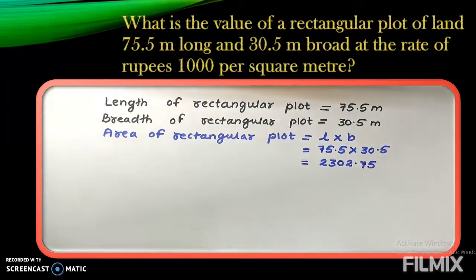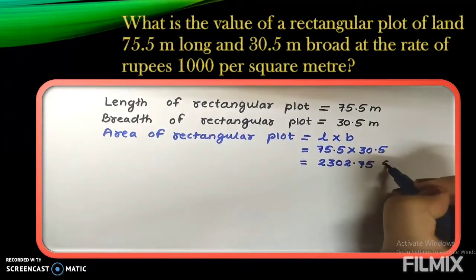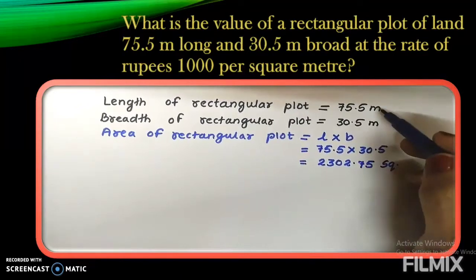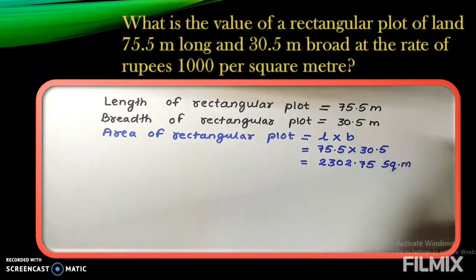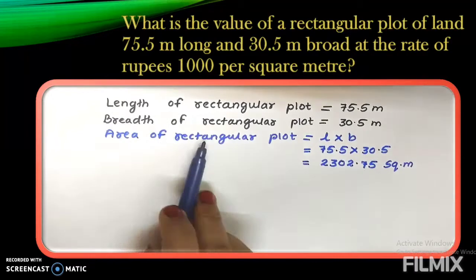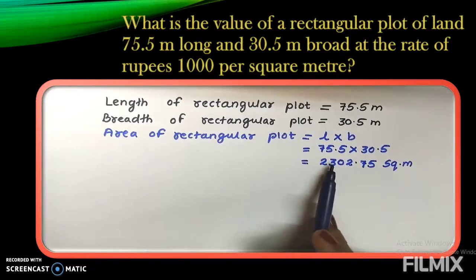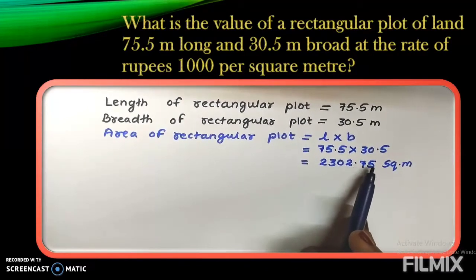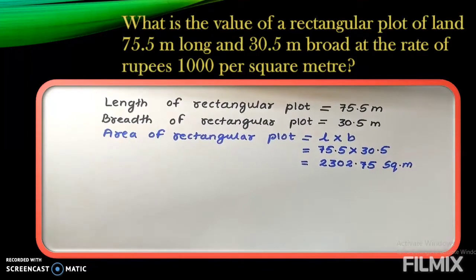Now this is nothing but area. So what is the unit of area? Unit of area is square, and here it is given meters, so here we will write meter. So we come to know that area of rectangular plot is 2302.75 square meter.